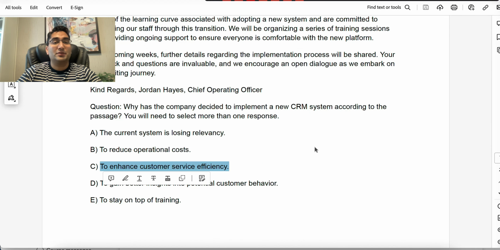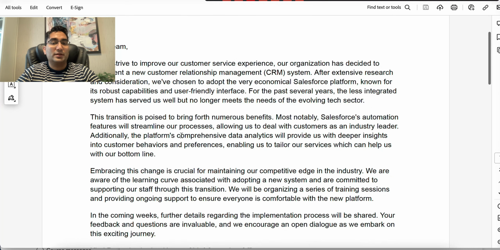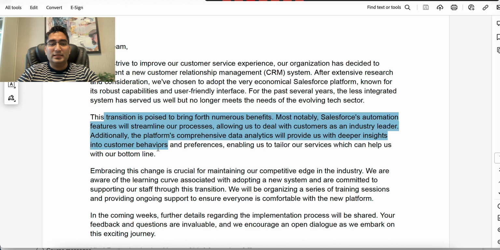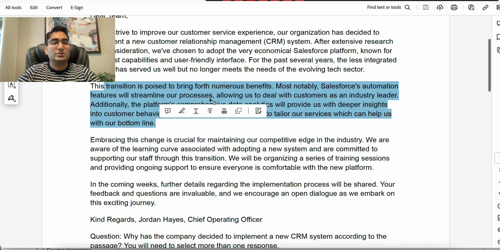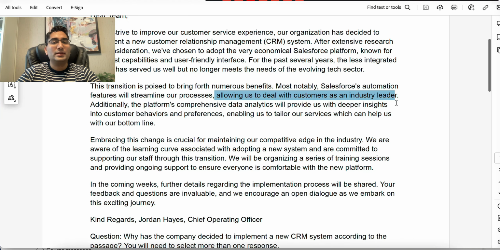To enhance customer service efficiency. There's lots mentioned about customers. And remember, we're trying to find if it enhances customer service efficiency. So does it make the customer service better? There's this paragraph that talks about it. And it talks about how Salesforce automation will streamline our processes. It'll allow us to deal with customers as an industry leader. And that is where the answer is.